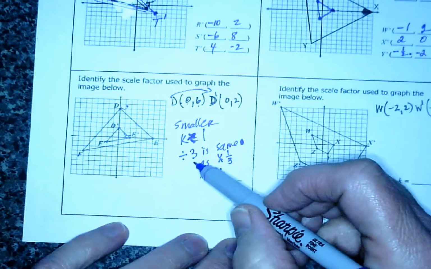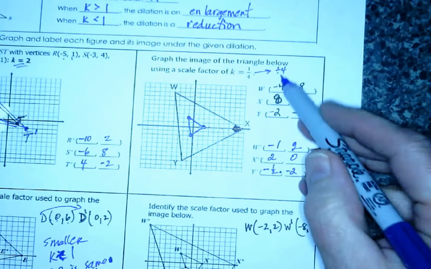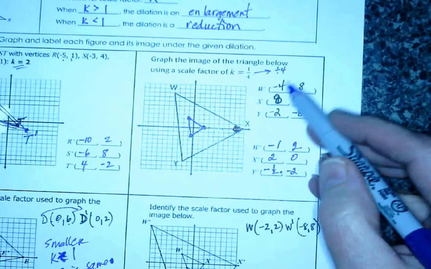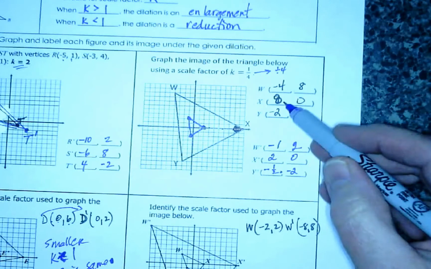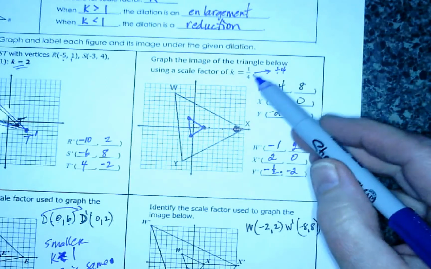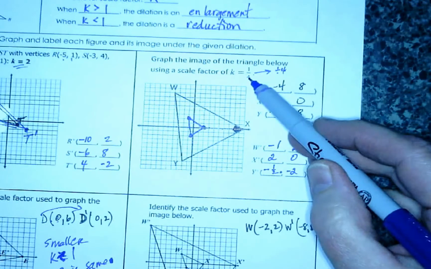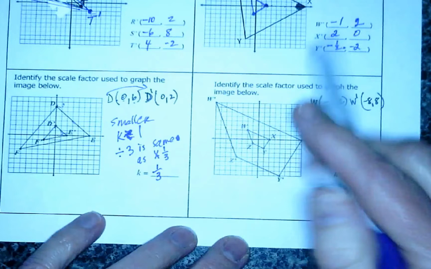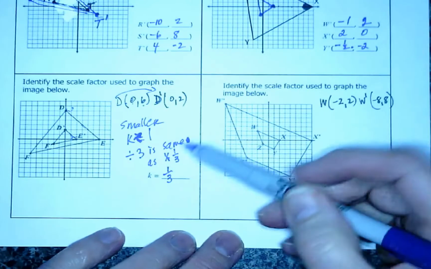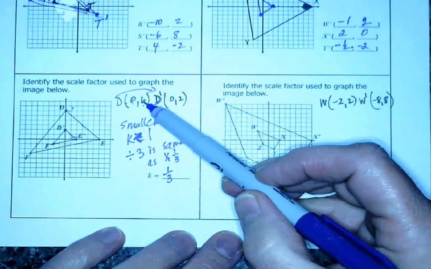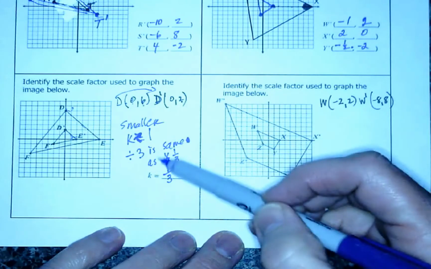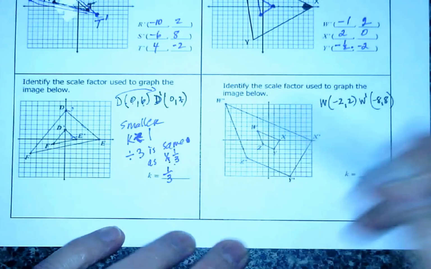Okay, everybody catch that? Same thing as we did up here. Dividing by 4 and multiplying by 1/4 are the same thing. Dilations are always going to be the multiplying piece. So divide by 3 is the same thing as multiplying by 1/3.